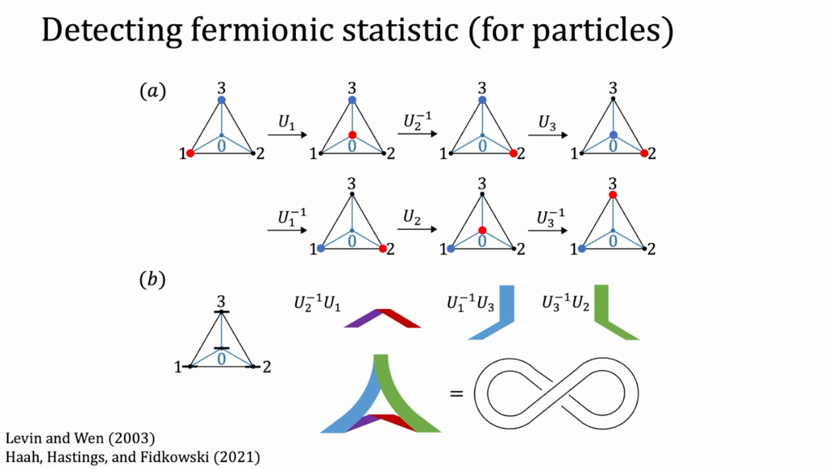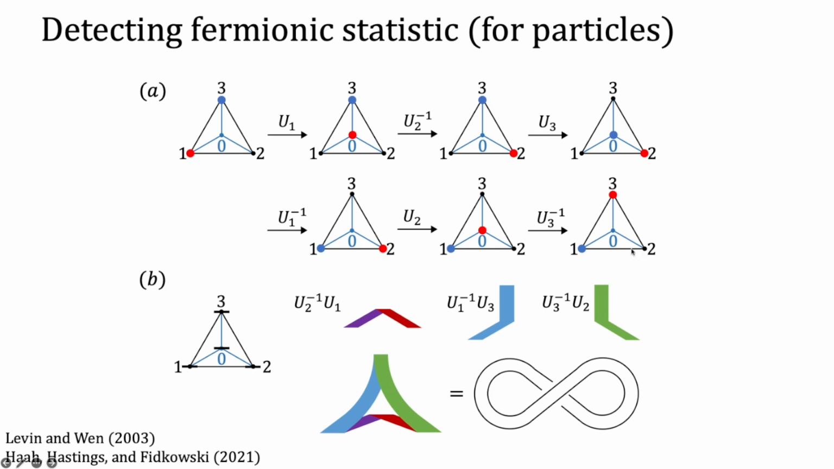Let me consider this process. First, I move the red particle from 1 to 0 and from 0 to 2. Next, I move the blue particle from vertex 3 to 0 and 0 to 1. Finally, I move the red particle from 2 to 0, like here, and 0 to 3. If we compare the original and final configuration, their positions are exchanged: the red goes from 1 to 3, and the blue goes from 3 to 1.